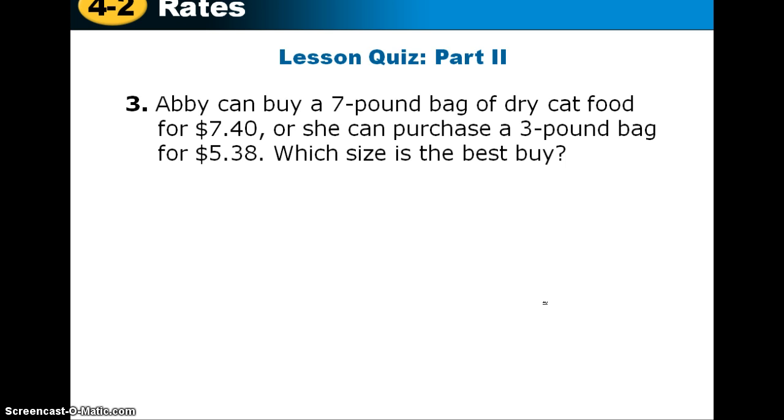3, Abby can buy a 7-pound bag of dry cat food for $7.40, or she can buy a 3-pound bag for $5.38. Which size is the best buy, meaning which one is the cheaper one?